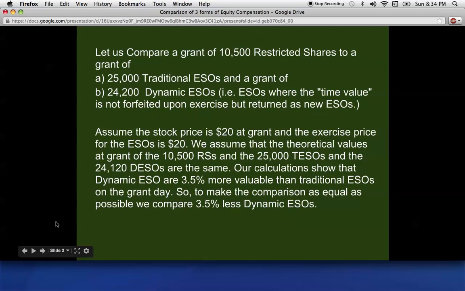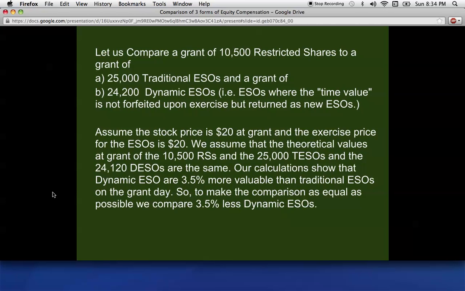All right, we're going to compare a grant of 10,000 restricted shares to a grant of 25,000 traditional employee stock options, and also we're going to compare the restricted stock and the traditional employee stock options with dynamic employee stock options, that is 24,200.